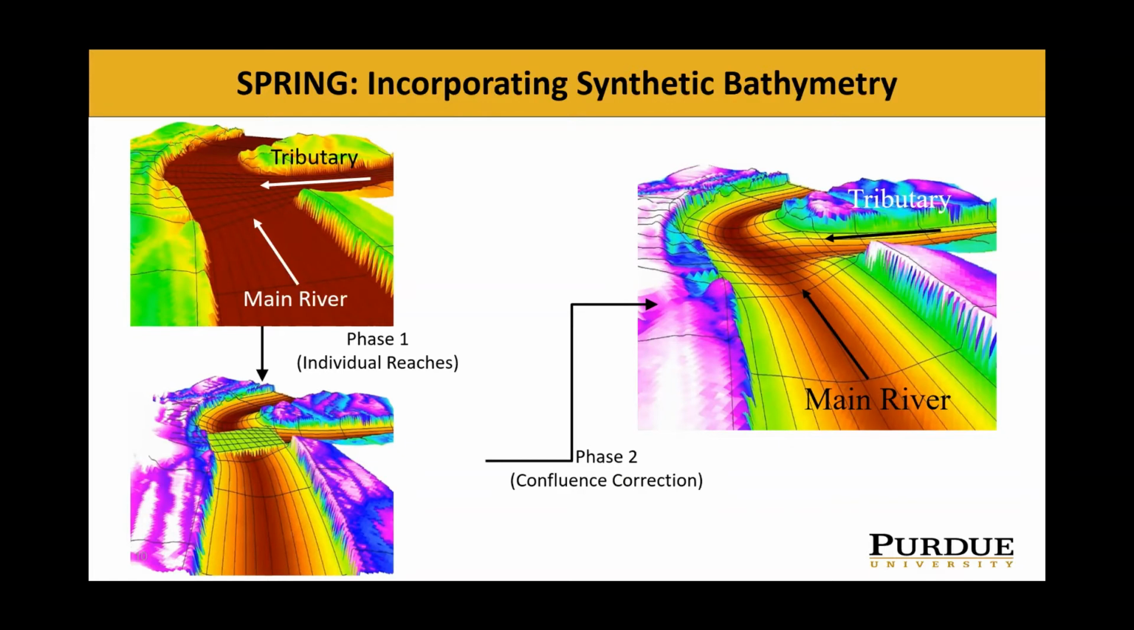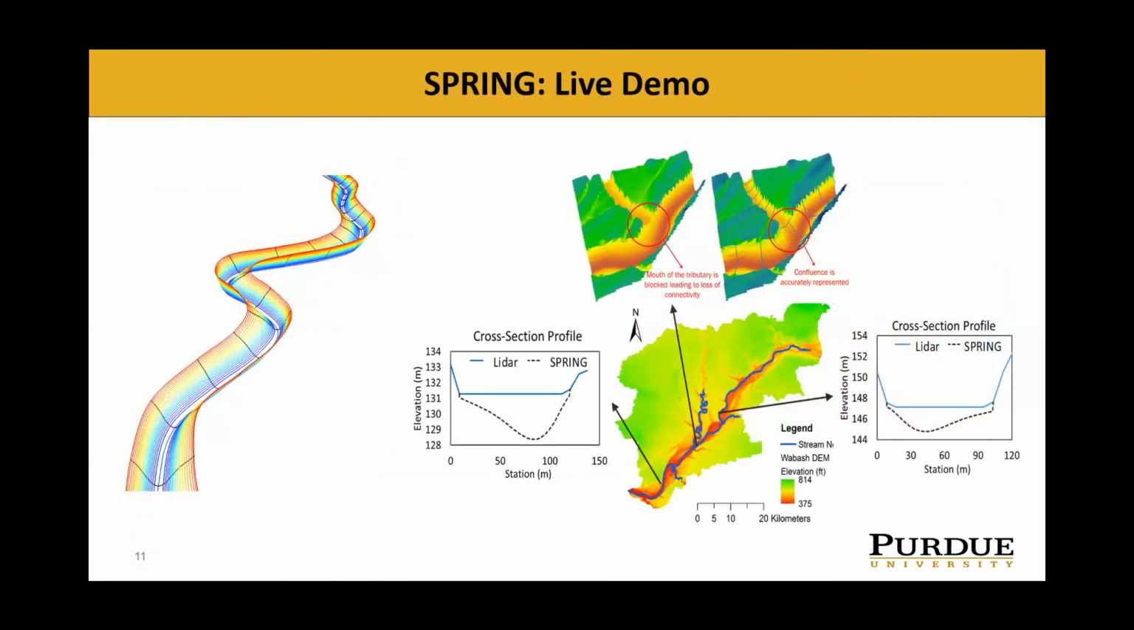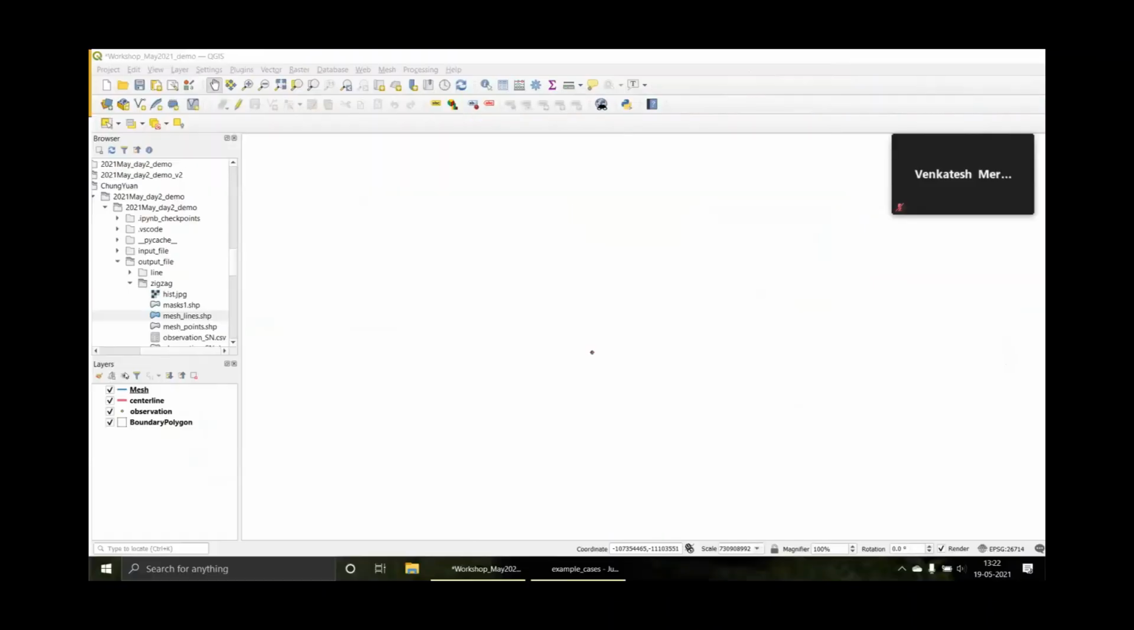This confluence geometry is a little bit of a special case, so that requires a separate algorithm that makes sure that everything is connected properly and that the tributaries are flowing properly into the main river. For this case, we do have a GUI based on ArcMap, and I'm going to try and do a live demonstration of that as well.